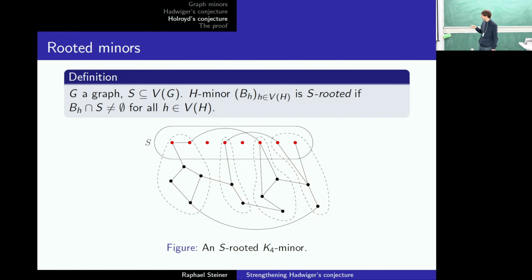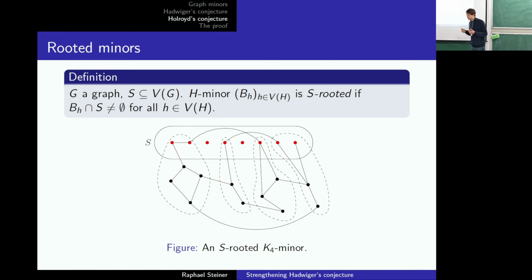Okay, so now let me finally come to the topic of this talk. I will talk about a strengthening of Hadwiger's conjecture, which was proposed by Holroyd in 1997. It's a conjecture which he made in a paper and proved for the smallest open case, which strengthens Hadwiger's conjecture to something called rooted minors.